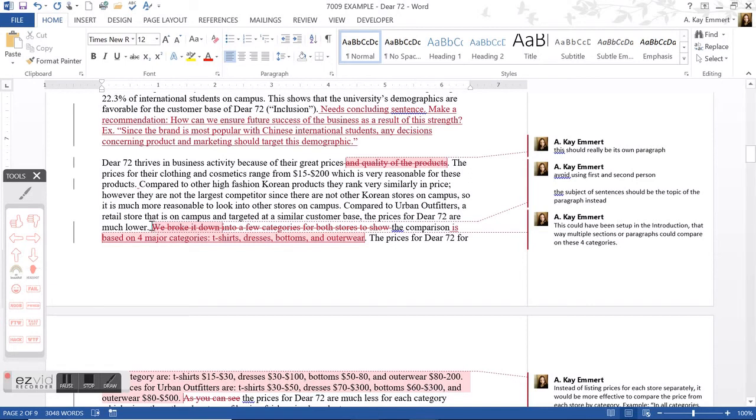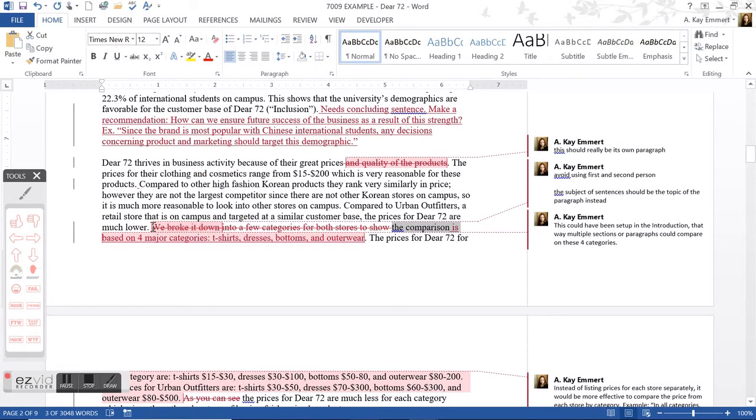So, for example, the comparison is based on 4 major categories. So it's okay to draft with first person, because often it's a lot easier to come up with what we're going to say when we start a sentence with I or we. And that's fine. Just keep in mind that during your writing process, you should come back and remove all of those instances of first person or second person.